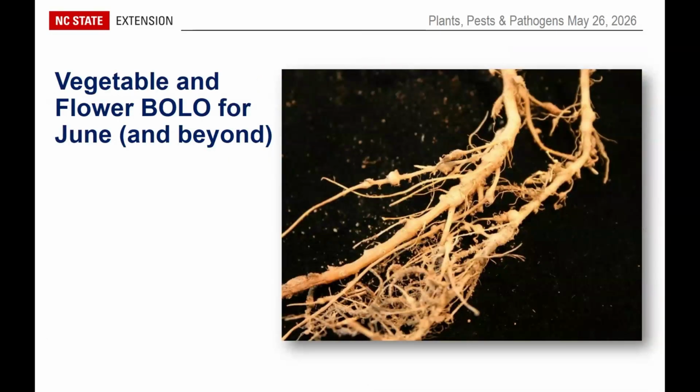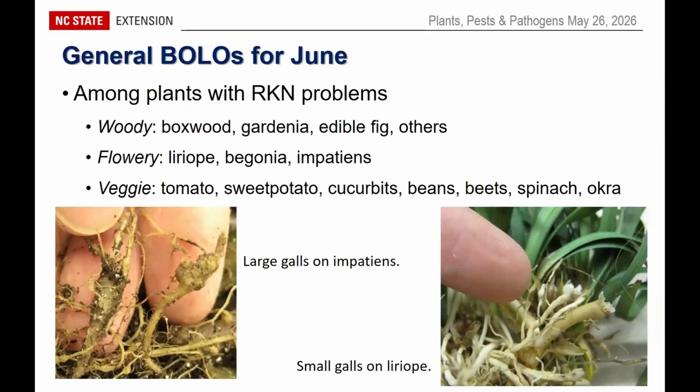And here's a picture of a cucumber root system with the very large galls on it. We can see all different categories of plants. I didn't mention turf, but they can also get root knot nematode. Among woody plants, we see them especially on boxwoods and gardenias and figs, but there are others. Flowering plants like liriope, begonia, and impatiens, those last two really get hit hard by root knot nematode. And in the vegetable garden, tomatoes, sweet potatoes, cucurbits, beans, beets, spinach, okra, so quite a few things there.